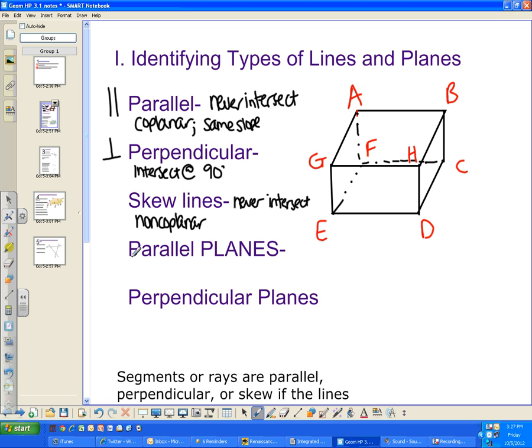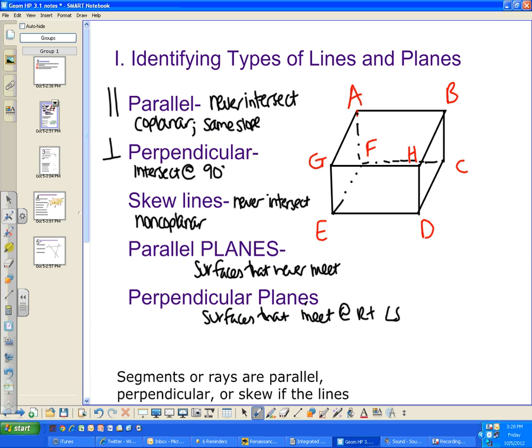And then parallel planes and perpendicular planes. Parallel, again, means that they never meet, but this time instead of lines, we're talking about planes. So these are actually surfaces. Surfaces that never meet. And then because they have the same slope. And perpendicular planes are surfaces that meet at right angles.